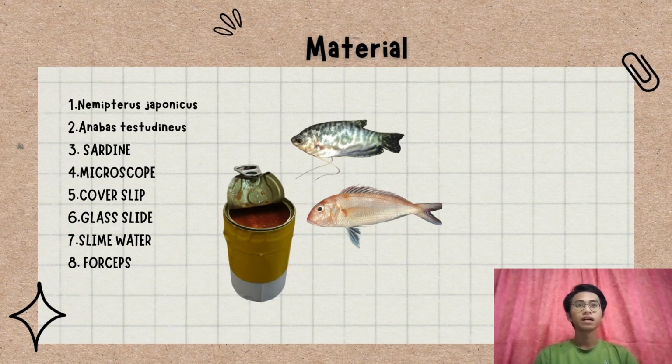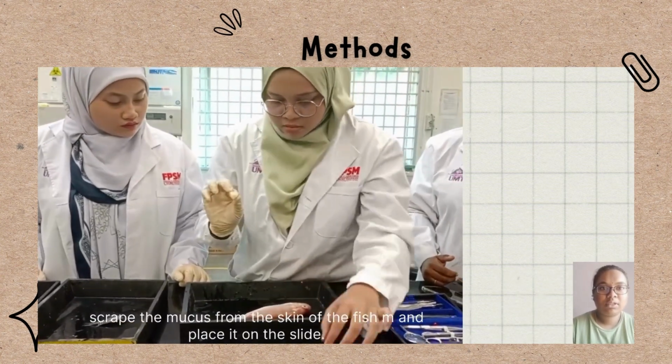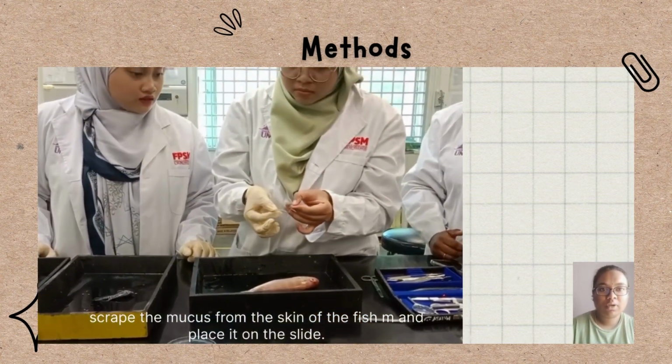For the materials: first, Nemipterus japonicus; second, Anabas testudinus; third, sardine; fourth, microscope; fifth, cover slip; sixth, glass slide; seventh, slime water; and lastly, forceps. Together, collect Nemipterus japonicus, Anabas testudinus, and sardine specimens from suitable aquatic environments.